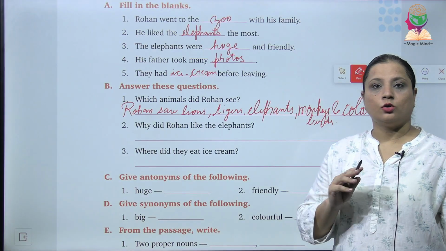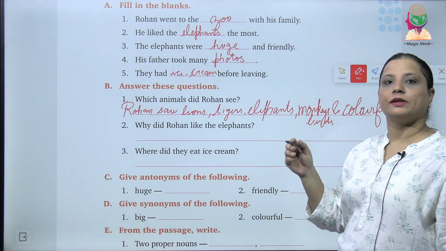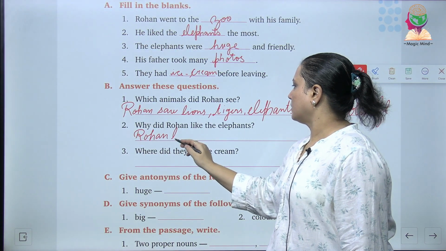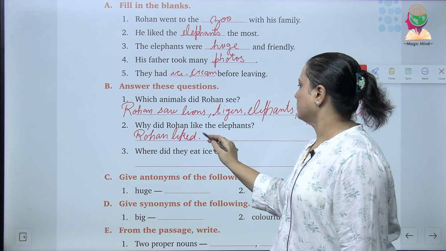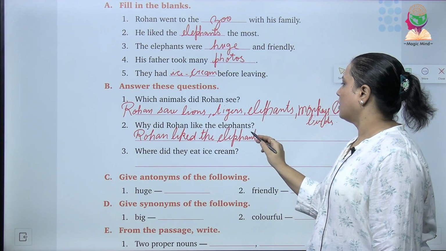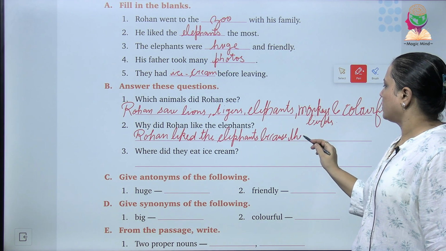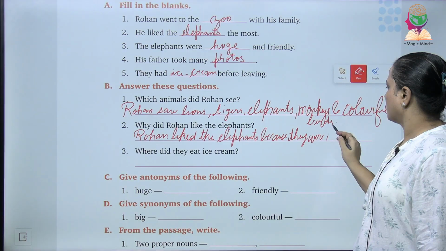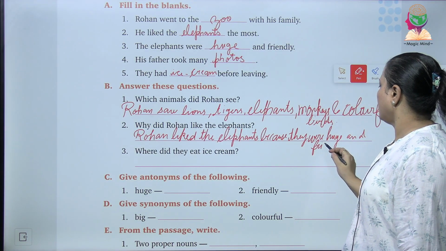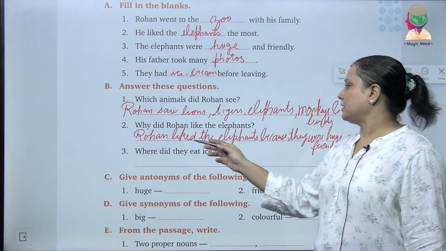Now question number 2, why did Rohan like the elephants? Well, the answer is Rohan liked the elephants because they were huge and friendly. So let's quickly write the answer. Rohan liked the elephants because they were huge and friendly. F-R-I-E-N-D-L-Y, friendly.